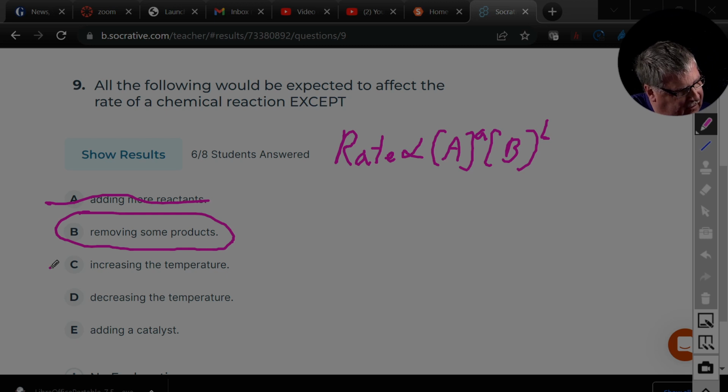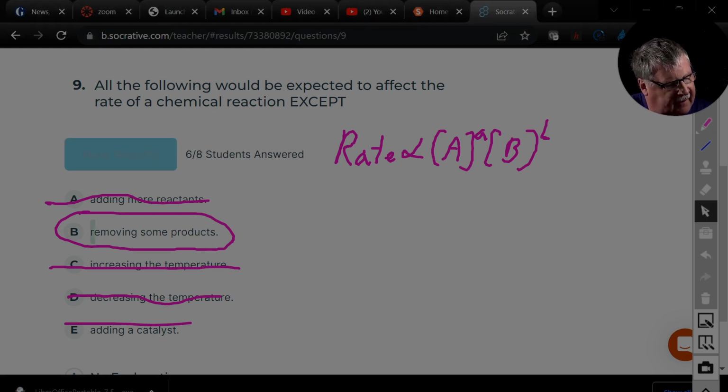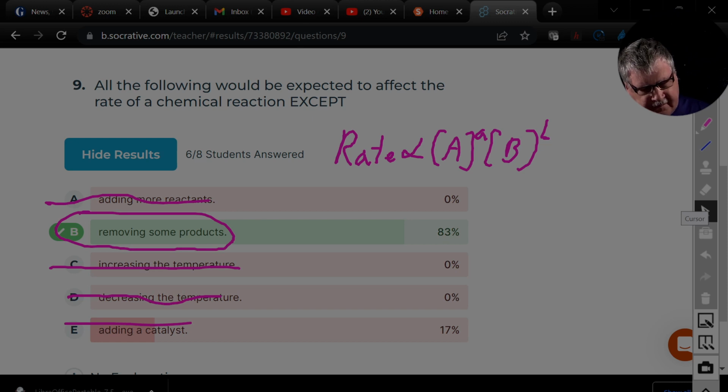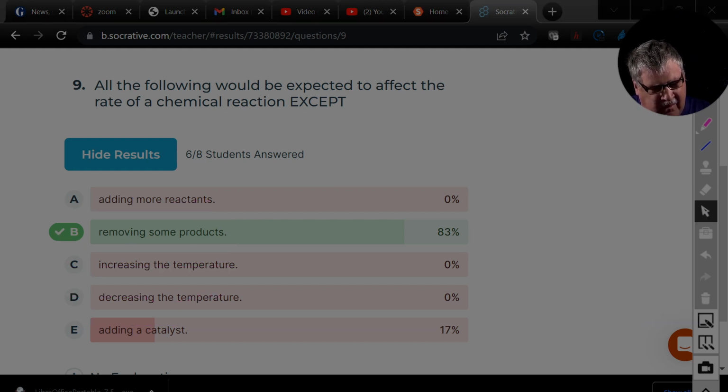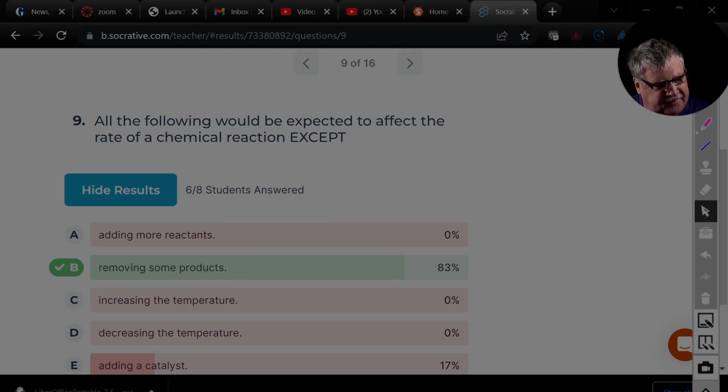Increasing the temperature. We know changing the temperature affects the rate of a reaction. Decreasing the temperature, same thing. We also know that adding a catalyst does too. So again, there's our logical answer. That's it. A catalyst always speeds up a reaction. That's the definition of a catalyst. So you definitely want to remember that as well.